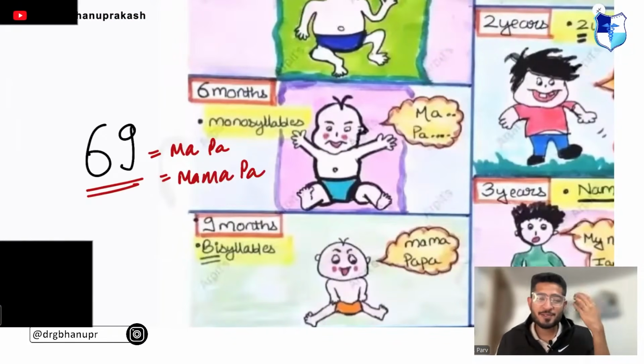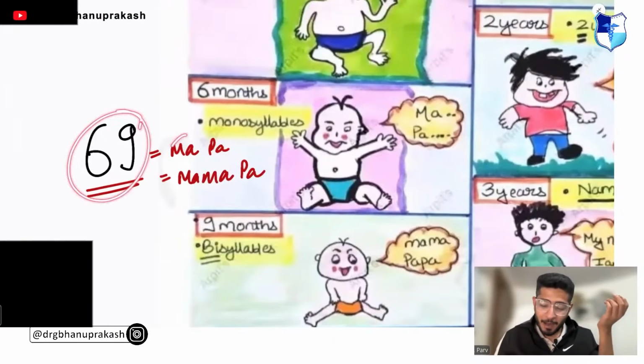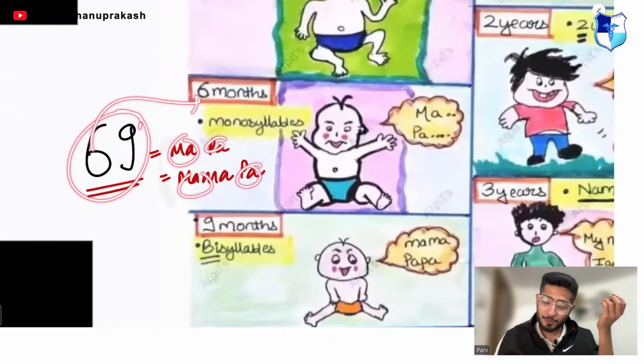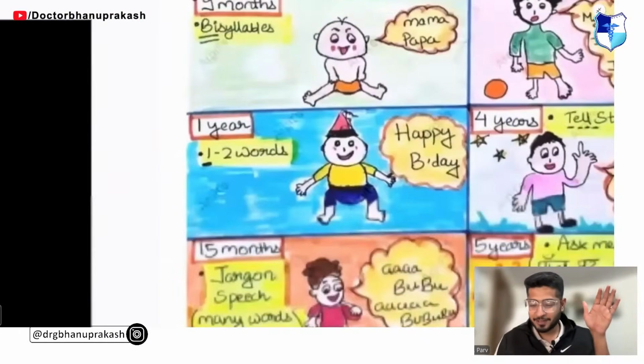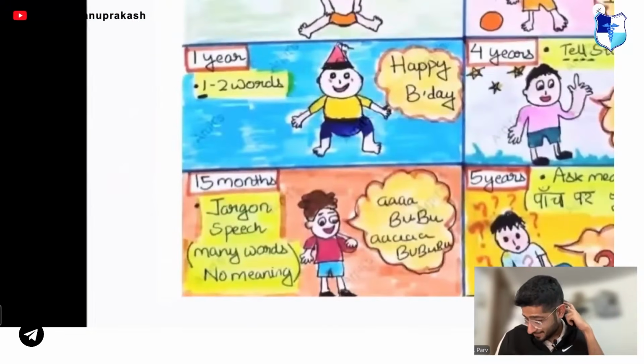But this is how we can just remember. So remember 6 and 9: ma pa, mama papa. That is 6 for monosyllables, ma pa. 9 for mama, papa. That is going to be bisyllables. Sorry if I've hurt somebody, but this is how you can remember this.